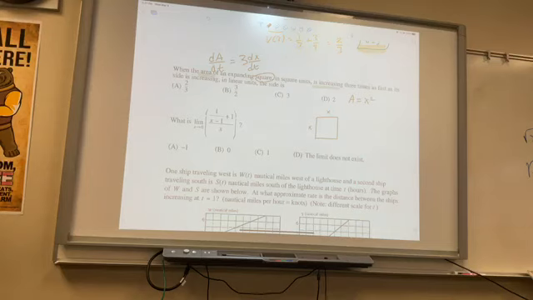dA/dt equals 2S dS/dt. So sub this sucker in for 3. Divide both sides by this. 3x. Divide by 2. It's 3x.